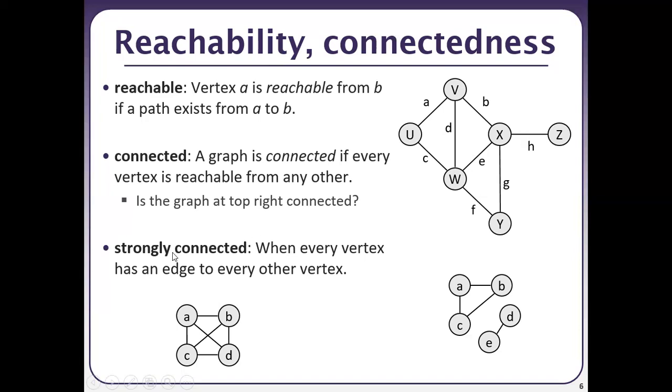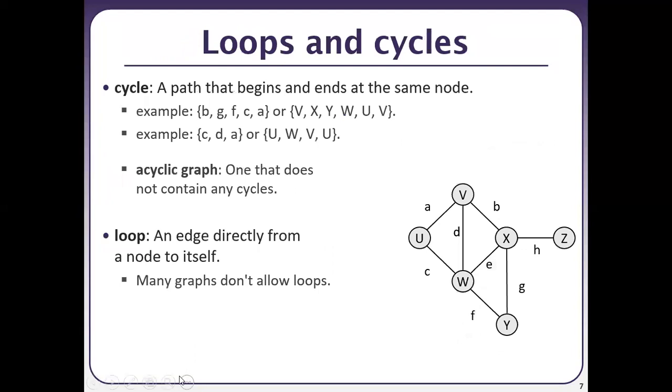Then there are two types of connections: strongly connected graph and weakly connected graph. When every vertex has an edge to every other vertex, then it is a strongly connected graph. So, A is connected to B, D, and C. B is connected to A, D, and C. C is connected to A, B, and D, and D is connected to A, B, and C. So it is a strongly connected graph.